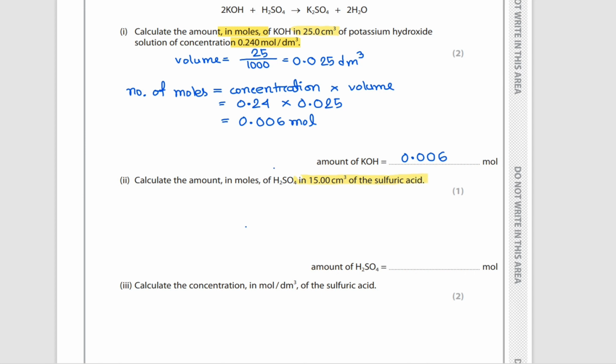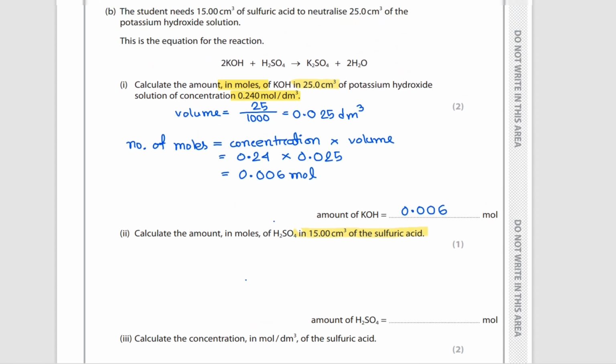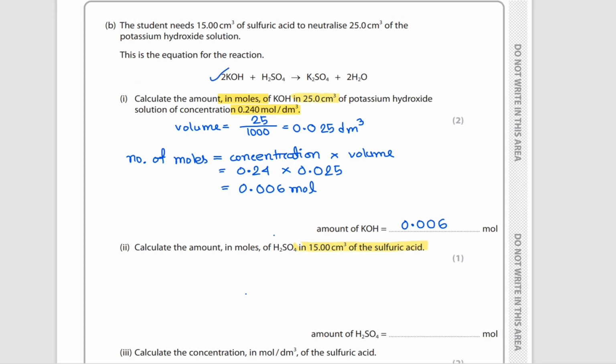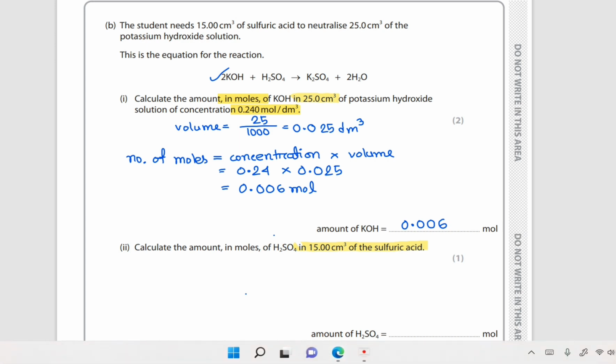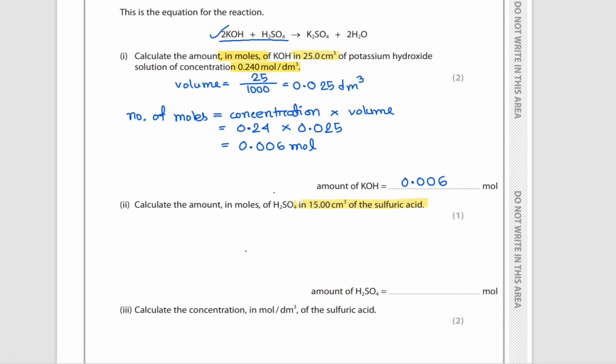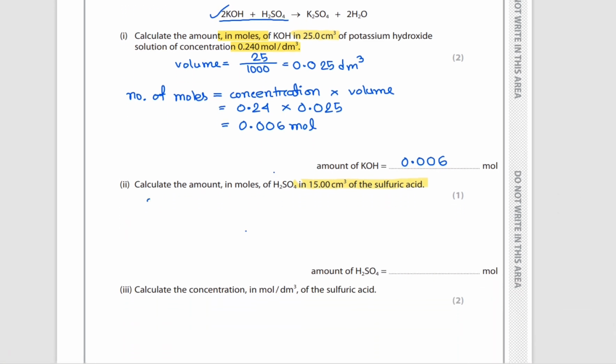So the volume is given, and now we need to find the number of moles of H2SO4. For this part, the volume really doesn't matter. We are using the entire equation to find the number of moles of sulfuric acid. From the equation, we can see that the mole ratio of potassium hydroxide and sulfuric acid is 2:1. We need to write it down in this working. We know the mole ratio of H2SO4 to potassium hydroxide is 1/2.